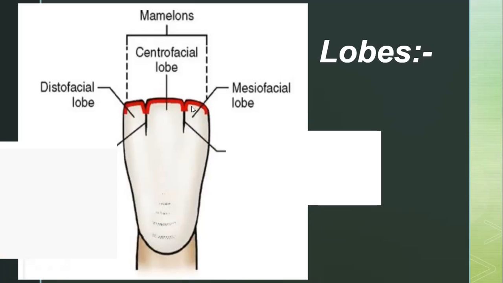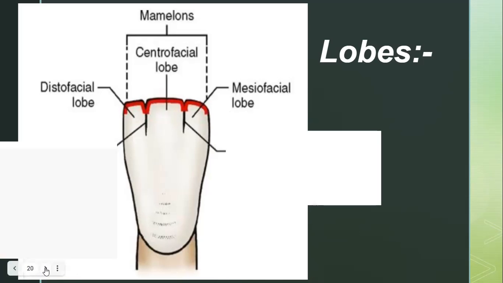Here we have lobes. Here we have a lobe. These are the lobes. Mesiofacial lobe. Mesio means towards the mesial side. Disto means towards the distal surface. Facial means towards the lips. Here we have the central lobe.